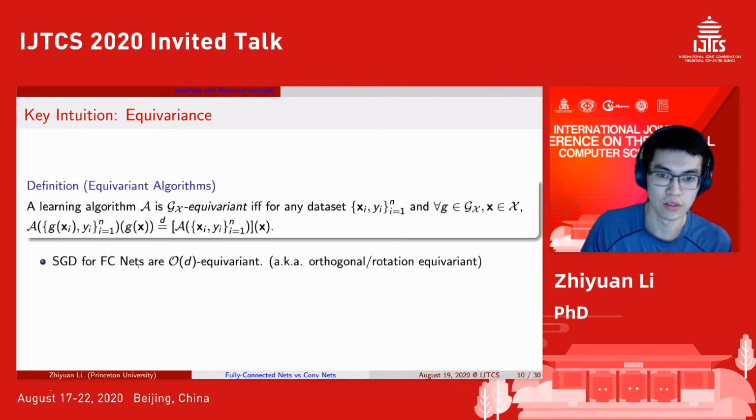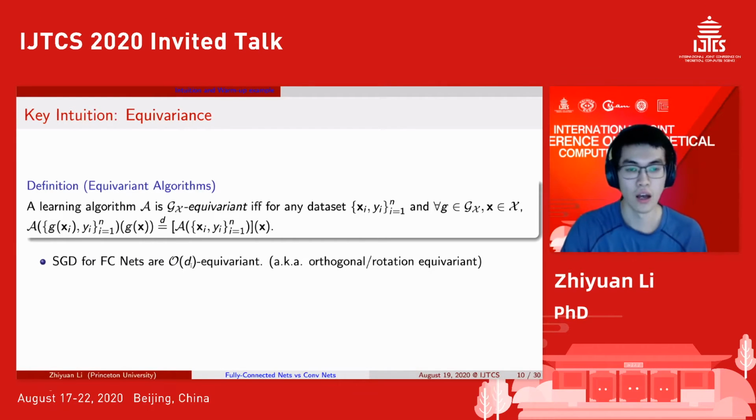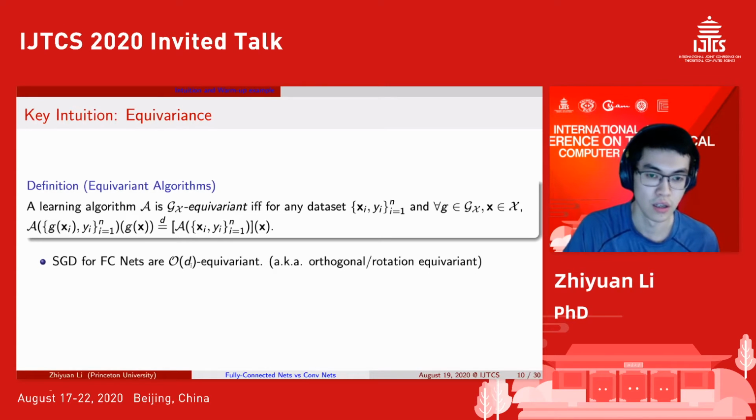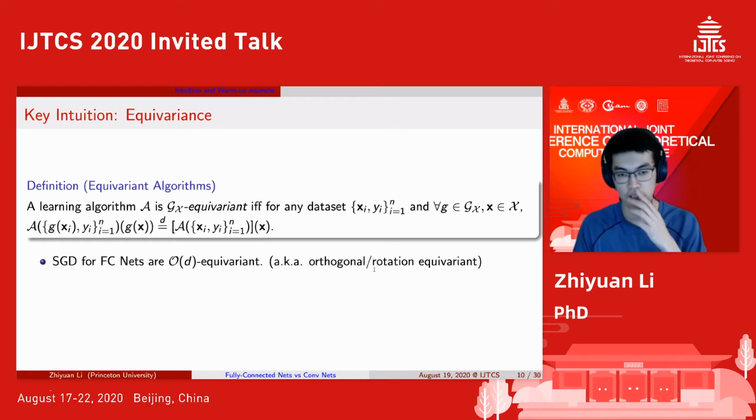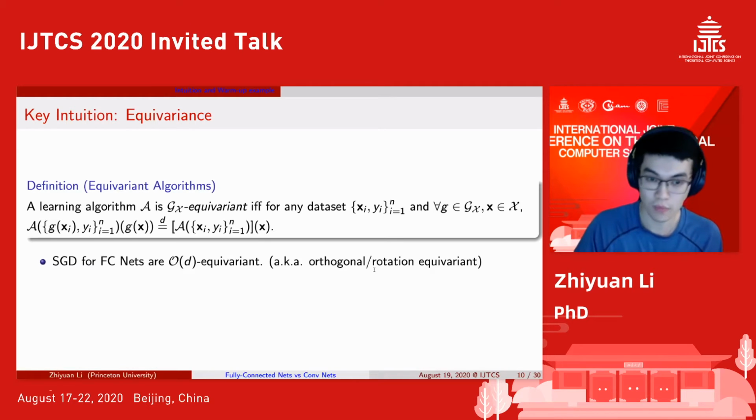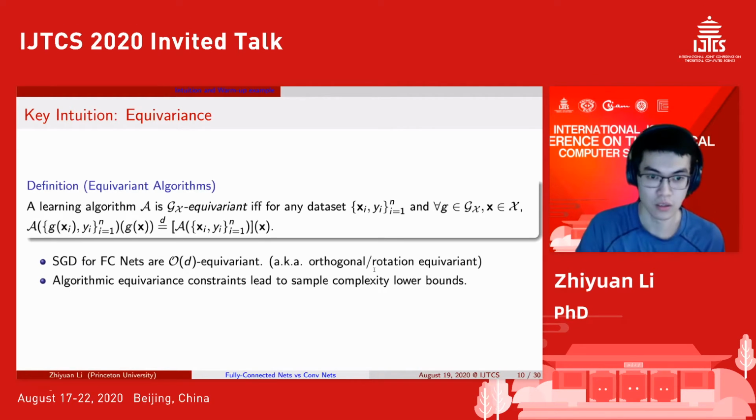So the main equivariance we will be using in this talk for SGD on fully connected neural networks is O_d equivariance. Here, O_d refers to the d-dimensional orthogonal group. So this is also known as orthogonal or rotation equivariance. Later in the talk, we will show that algorithmic equivariance constraints can lead to sample complexity lower bounds.